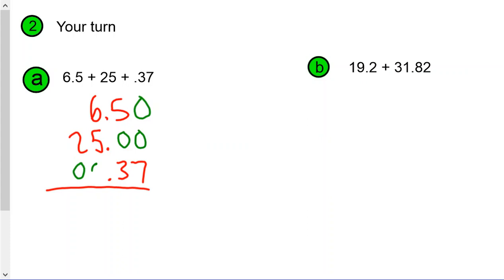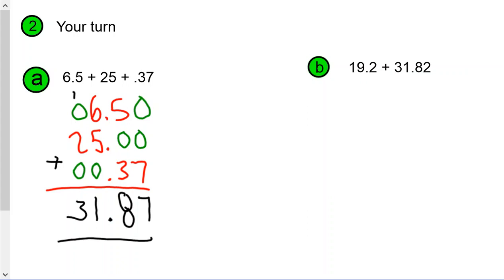And now we can see our problem is all the numbers are lined up, and then we can just add them like normal. So we have 0 plus 7 will give us 7. 5 plus 0 will give us 5, plus 3 will give us 8. And then we can bring down our decimal. 6 plus 5 plus 0 will be 11. Carry the 1. We have 1 plus 0 is 1, plus 2 is 3, plus 0 is 3. So our answer will be 31 and 87 hundredths, or 31.87.